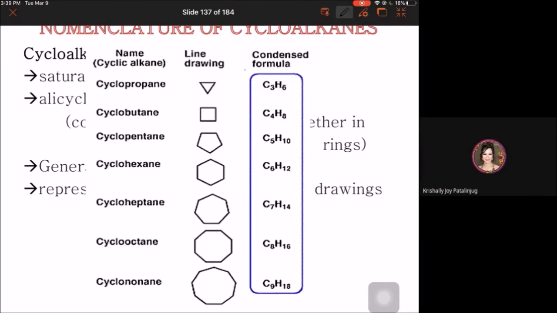So we have cyclopropane, cyclobutane, 4, yung C4H8, cyclopentane, 5 yung sides, cyclohexane, 6 yung sides. I know you are familiar with this. Mga polygons ba? Polygons. Cycloheptane, 7 sides. Okay? Then so forth, cyclooctane and cyclononane. So kahit hanggang cyclooctane lang, okay na yon. Okay? Sige. So those are the simplest.